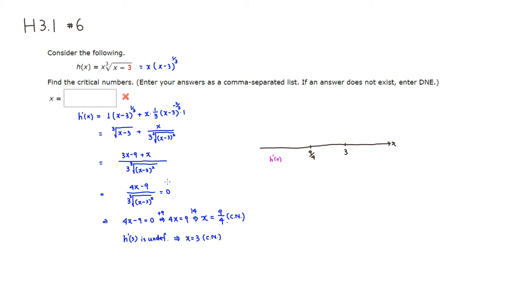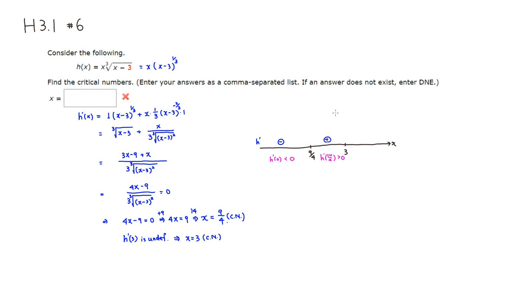Look at this expression here. Because of the square, the denominator is always positive. If you put 0 in, 0 minus 9 is negative, so this is definitely negative. So h prime is going to be negative there. Now we can try anything between 9 over 4 and 3, how about 10 over 4? If you plug in 10 over 4, that's going to be positive, so we have a positive sign there.